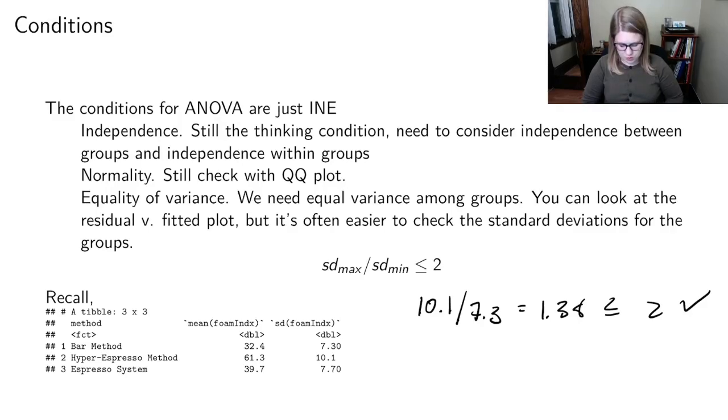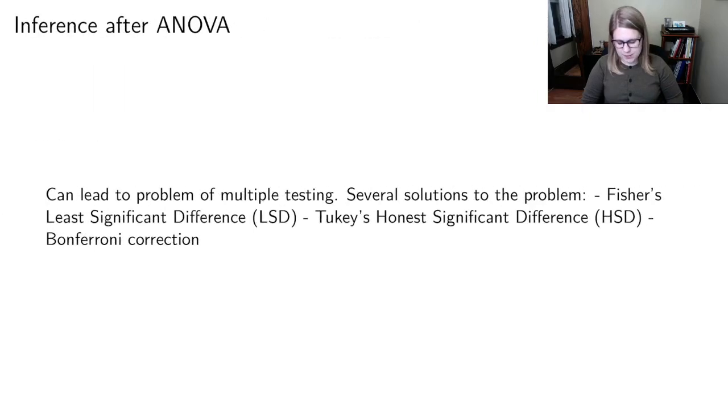All right, so our conditions are met. We rejected our null hypothesis. We might be interested in doing inference after ANOVA. So we'd like to know, okay, at least one of those group effects is significantly different than 0, but which one? Which of the pairs are different? Which of the individuals are different?